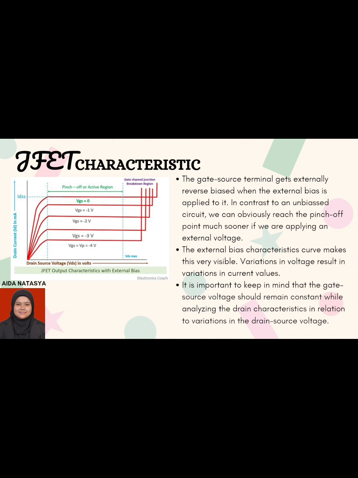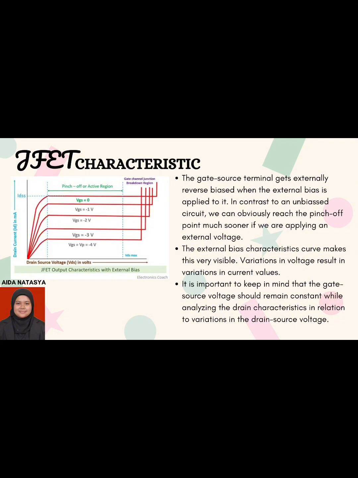The gate source terminal gets externally reverse biased when the external bias is applied to it. In contrast to an unbiased circuit, we can reach the pinch-off point much sooner if we apply an external voltage. The external bias characteristics curve makes this very visible. Variations in voltage result in variations in current values. It is important to keep in mind that the gate source voltage should remain constant while analyzing the drain characteristics in relation to variation in the drain source voltage.